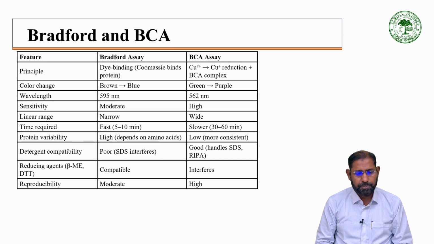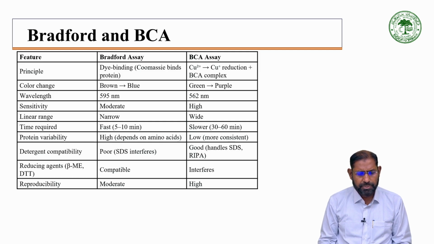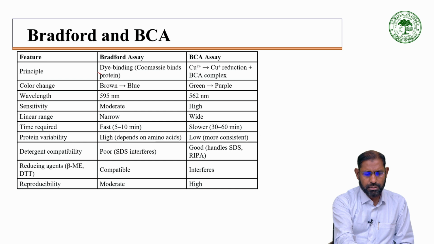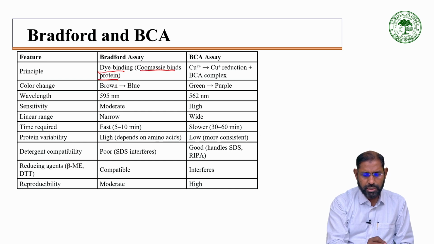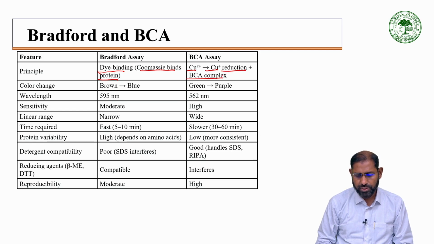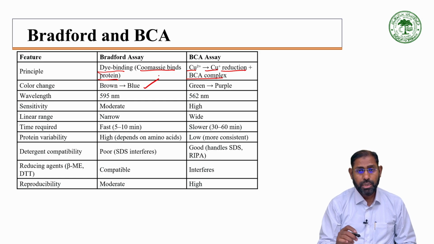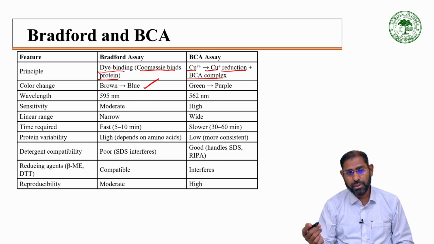Now we compare the Bradford and BCA assay. The principle for the Bradford is dye binding. Coomassie binds to the protein, but for BCA it is copper 2 plus reduction to copper 1 plus. In BCA, the protein loses one proton, this is a reduction condition. Then the color change in the case of Bradford is brown to blue, but in the case of BCA green to purple. Also they have different wavelengths. The wavelength in Bradford is 595 nanometer, in the BCA is 560 nanometer.